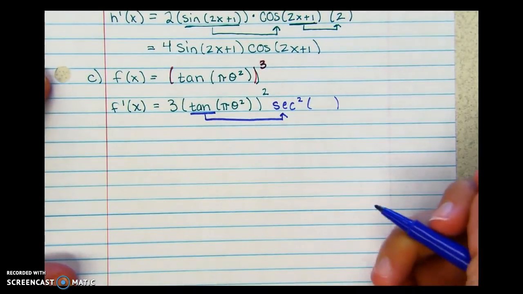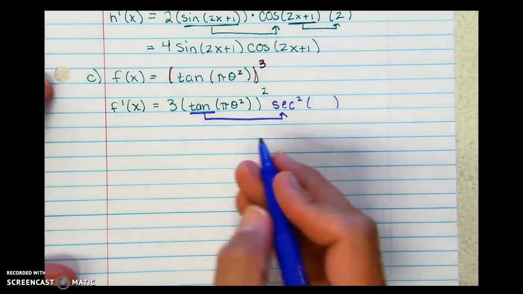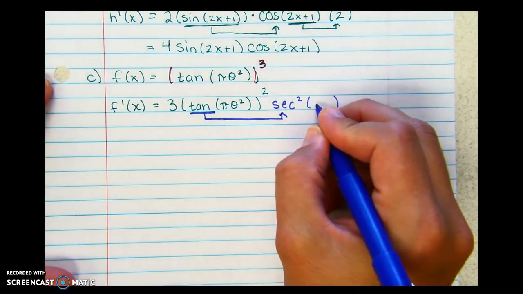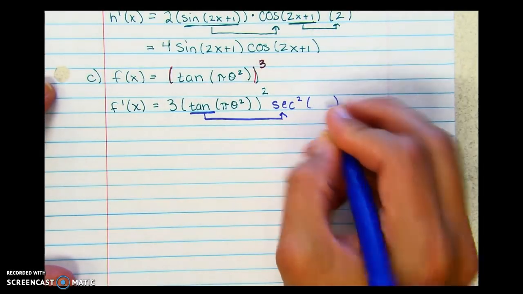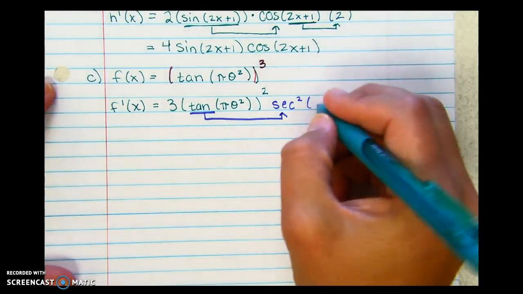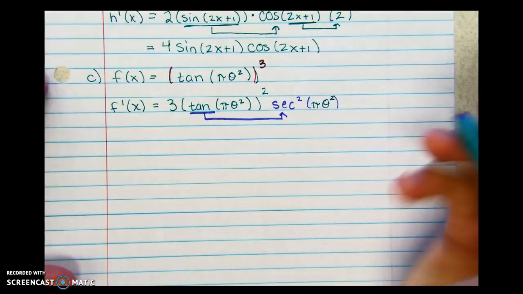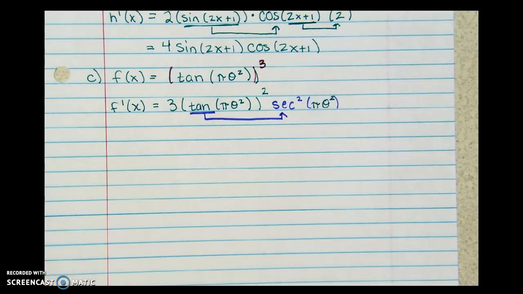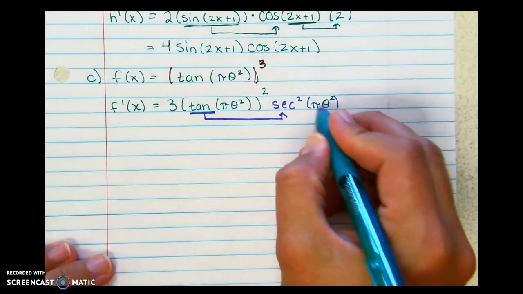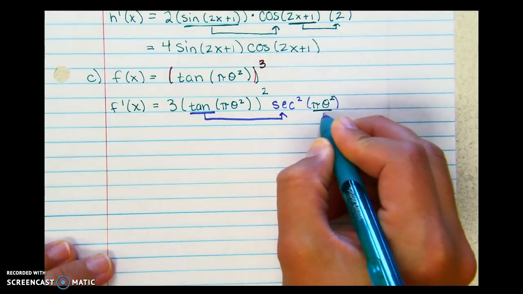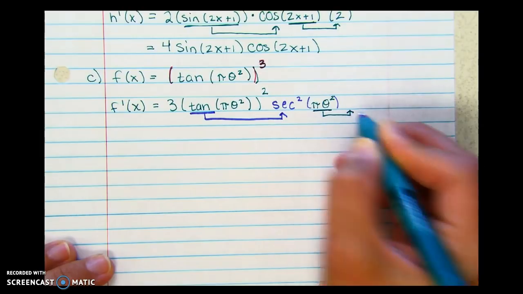But it wasn't an x this time. What was on the inside of the tangent? Pi theta squared. Pi is a number. Theta is a variable. Are we finished? No. The inside stayed the same, and now we need to multiply by the derivative of this inside.